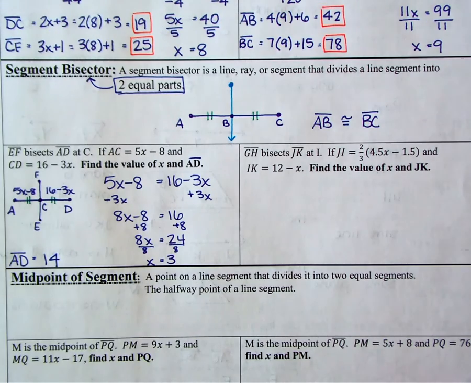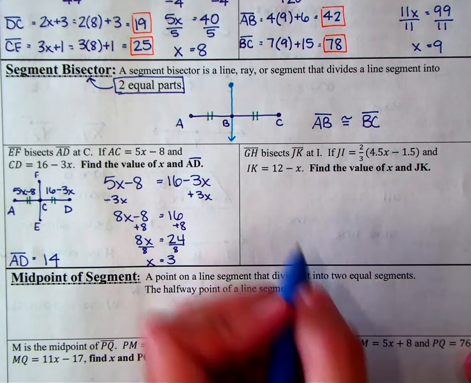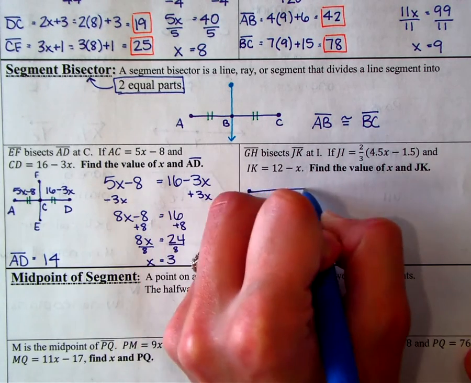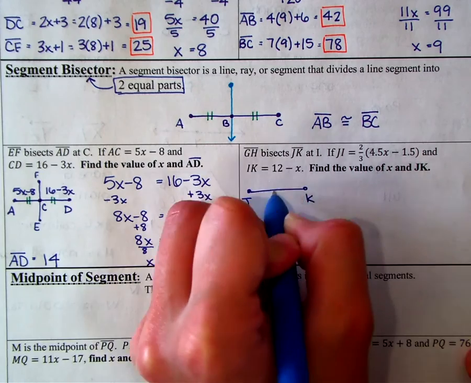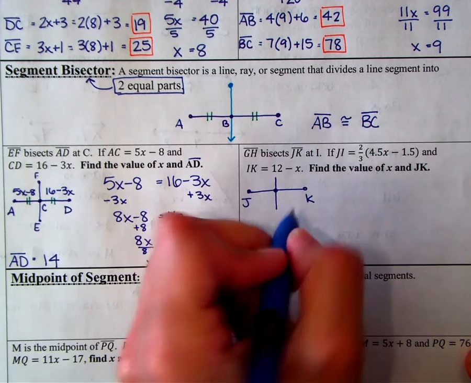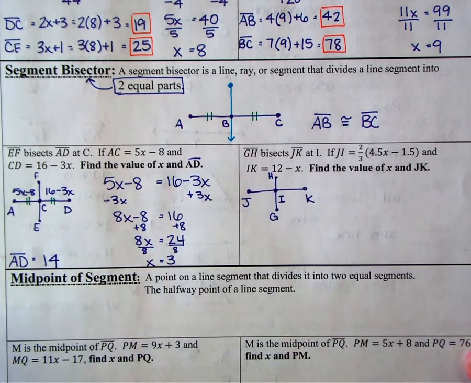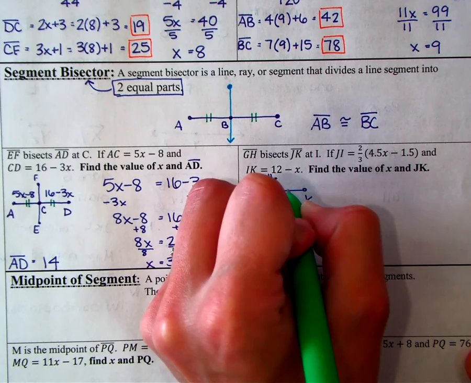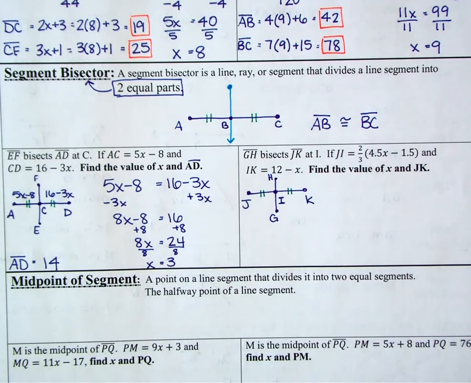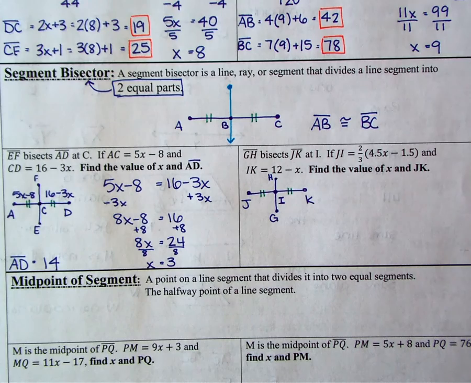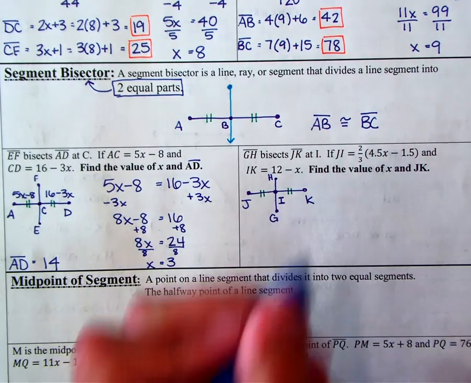Next, we've got GH bisects JK at I, so JK is cut in half at a point I. Make sure you can draw it. Since it was bisected, we do have to show that those two pieces are equal. And we know that JI is 2/3 of 4.5x minus 1.5. So we're getting kind of crazy there with those fractions and decimals. And that IK is 12 minus x.